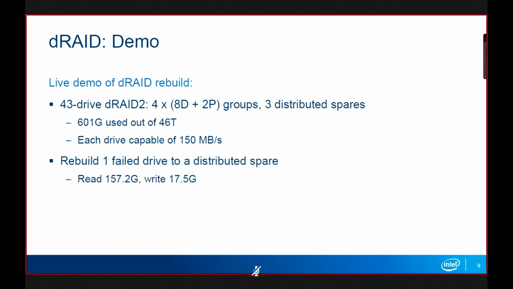So I'm going to do a live demo on real hardware using the current code. I'm going to do a demo with a 43 drive dRAID 2. It's configured as 4 redundancy groups. Each group has 8 data drives and 2 parity drives, and there are 3 distributed spares. The pool is very lightly used because I have to squeeze this demo into this talk. And each drive is capable of doing about 150 megabytes per second I/O. This is an important figure we are going to need in just a little bit.